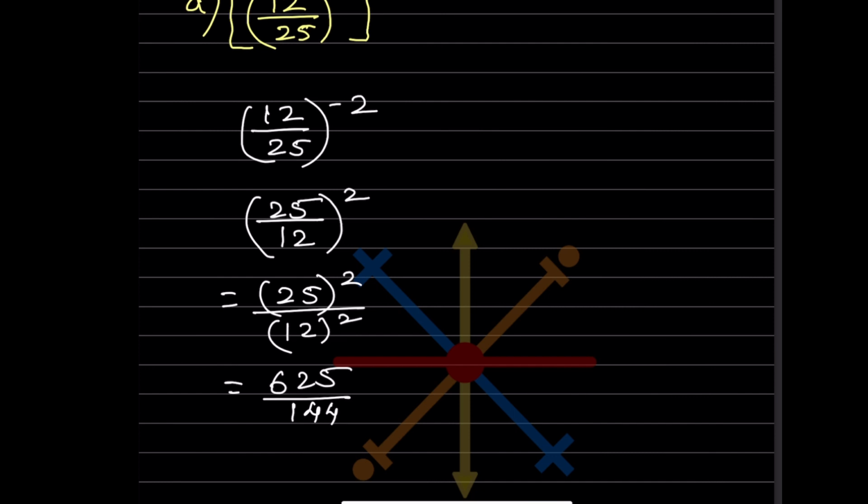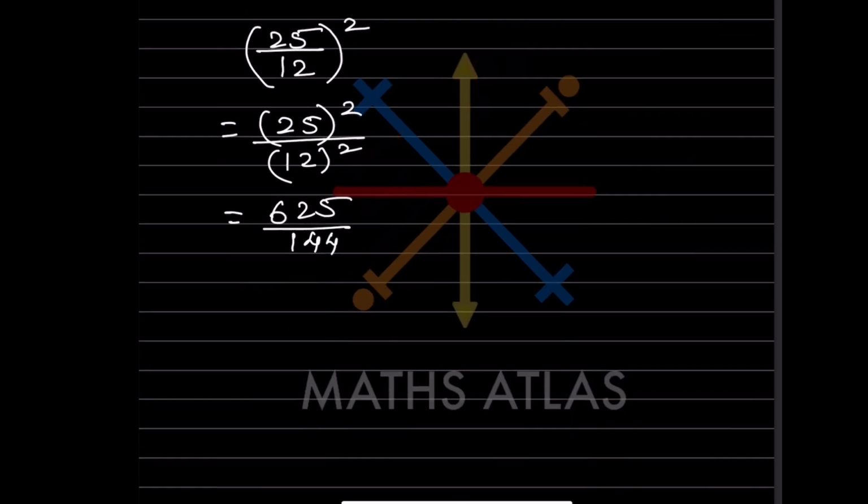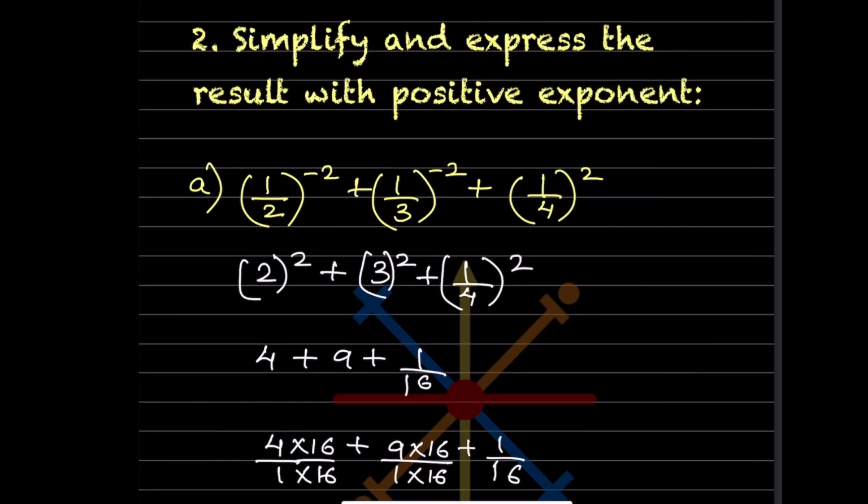Now we can also write this as 25 raised to 2 and 12 raised to 2. And 25 raised to 2 means 25 multiplied by 25, that is 625. And 12 multiplied by 12, that is 144. Now simplify and express the result with positive exponent.